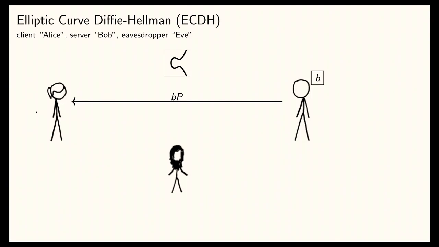So Bob takes a point on the curve and multiplies it, or adds it to itself, B times, and that becomes the public point. So Bob chooses the secret key, computes the public point P, and then sends that to Alice. Alice sends hers to Bob, and Bob does the same thing, computes the same point and multiplies it by its secret value.